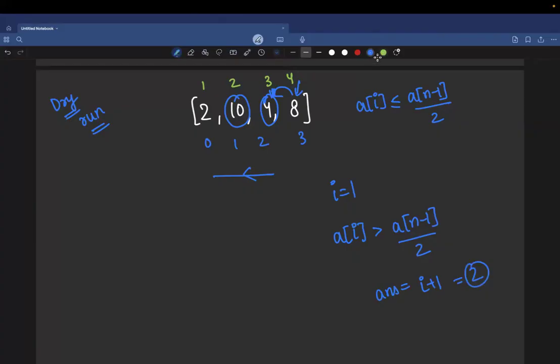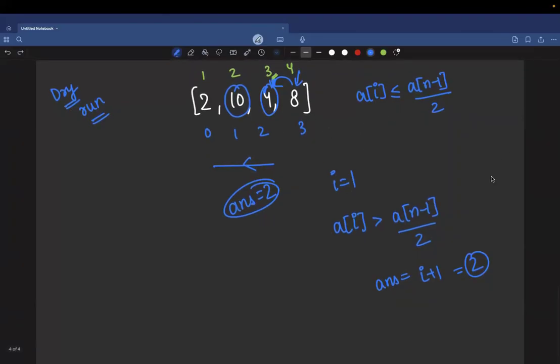And in the final answer, we have to give the answer for one based indexing. So in our zero based indexing, we got answer equal to 2. We will have to print answer plus 1, so that it will become compatible with the answer which we could have got in one based indexing. So does it make sense why we are printing answer plus 1 here at the end, to convert our answer from zero based indexing to one based indexing?